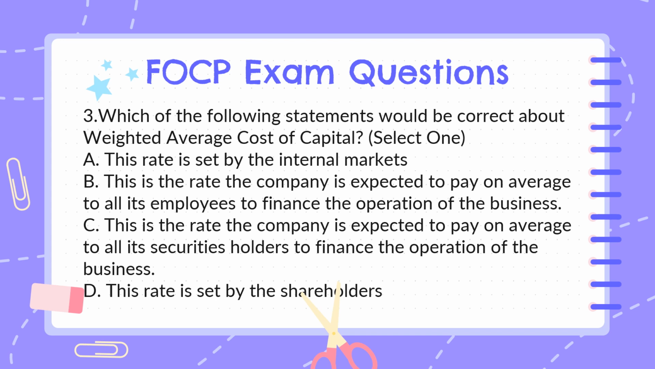3. Which of the following statements would be correct about weighted average cost of capital? Select 1. A. This rate is set by the internal markets. B. This is the rate the company is expected to pay on average to all its employees to finance the operation of the business. C. This is the rate the company is expected to pay on average to all its securities holders to finance the operation of the business. D. This rate is set by the shareholders.